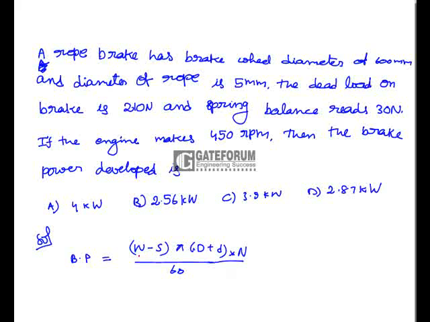Here W is nothing but the dead load on the brake, S is the spring balance reading, capital D represents the diameter of the wheel, small d represents the diameter of the rope, and N is the engine speed. Now substitute all these values, where W is equal to 210 Newton and the spring balance reads 30 Newtons. Here pi into capital D, 600 mm, that is 0.6 meters, and small d is 5 mm, that is 0.005 meters, and N is 450 rpm.